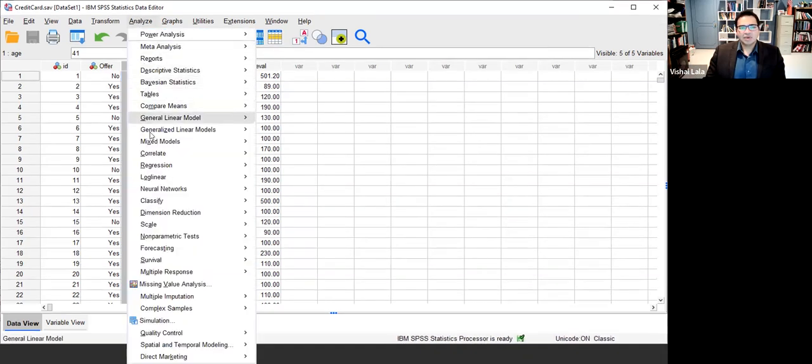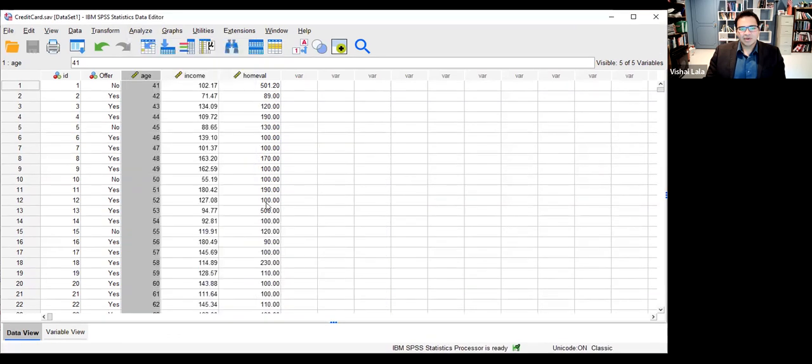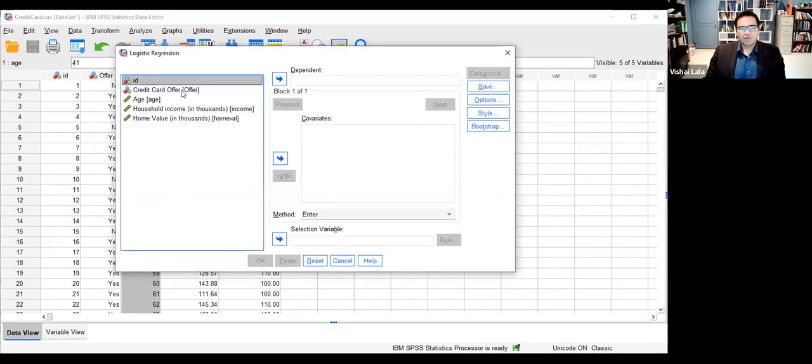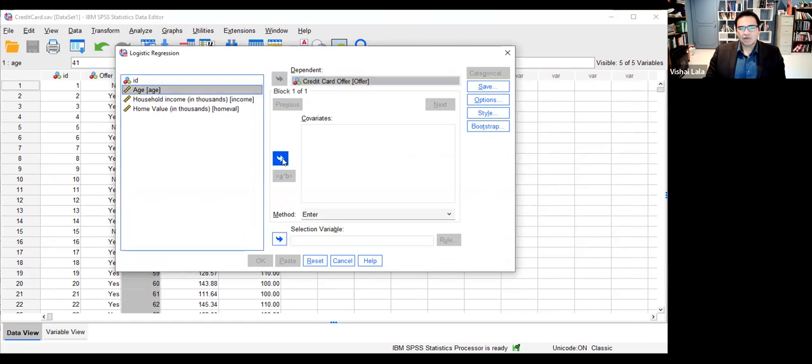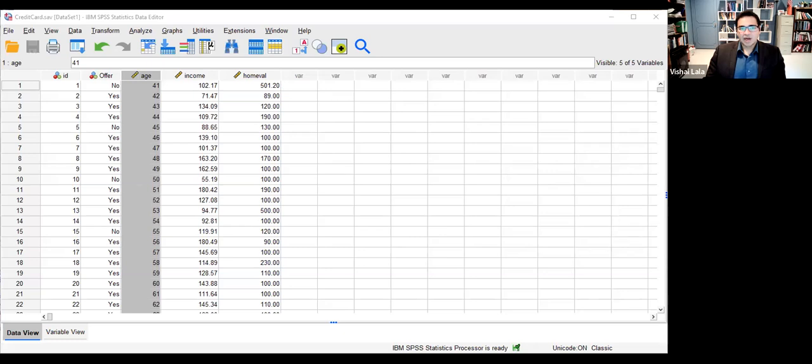So I'll go here and say regression, binary logistic to get us going. And we'll move credit card offer over to dependent and age to covariates. You'll notice the terminology is a little different from that for linear regression. We refer to independent variables as covariates in logistic regression, at least in the SPSS menus. And that's it. We'll review the output now.